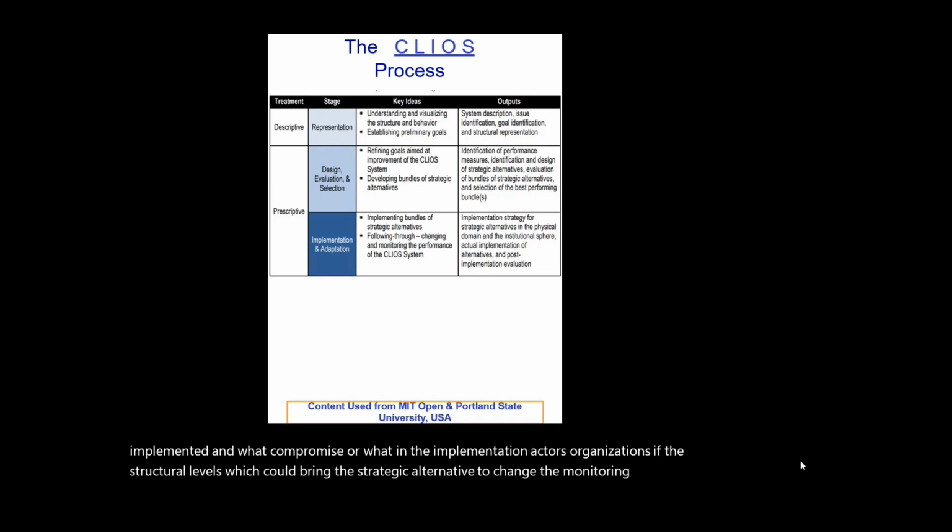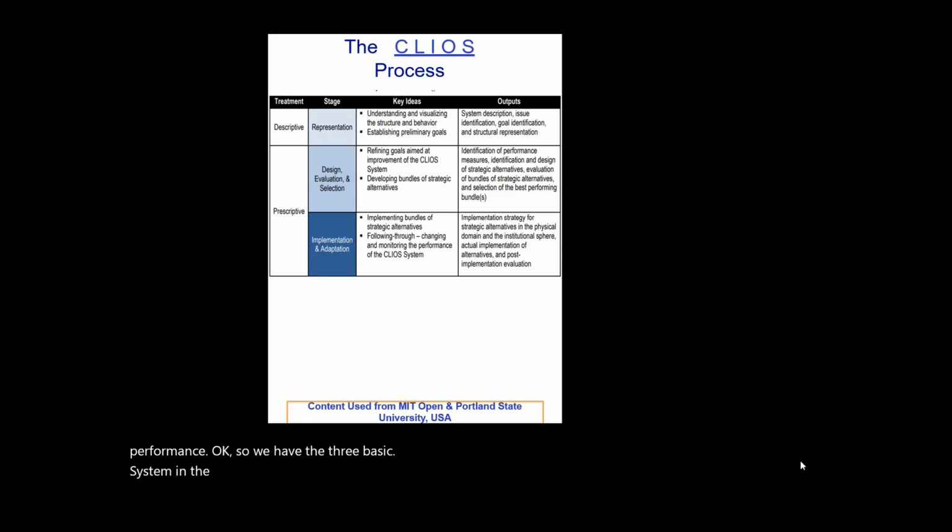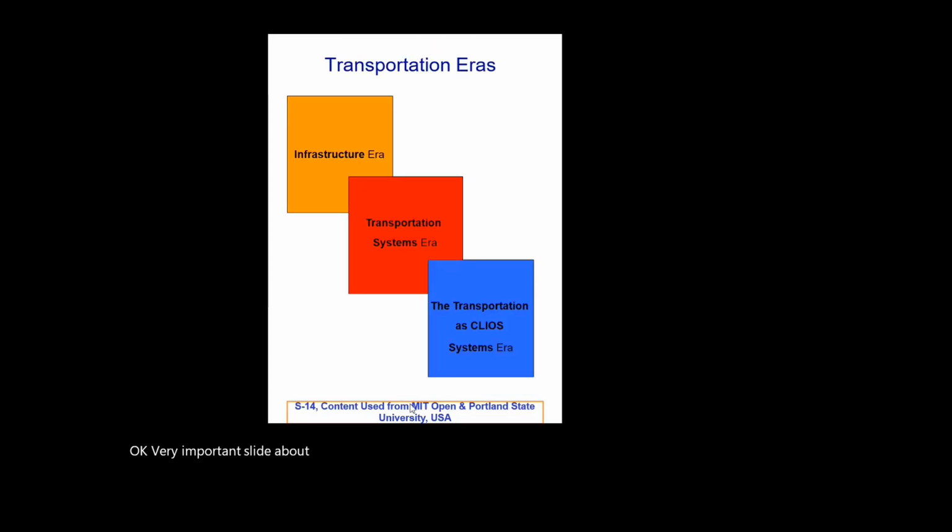Okay, so we have the three basic steps in the CLIOS process: representation, design, evaluation and selection. And the last part is about when we would like to apply and adopt, which I would like to explain a bit in detail.